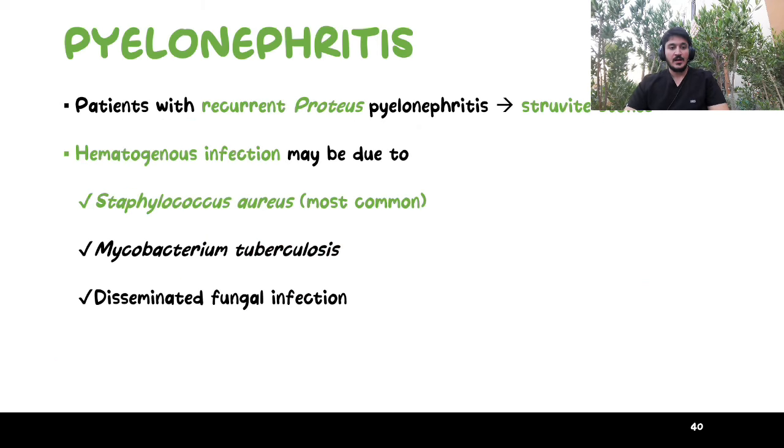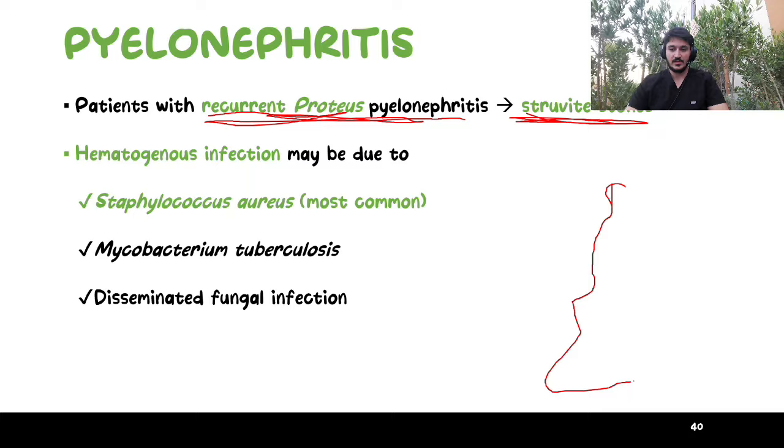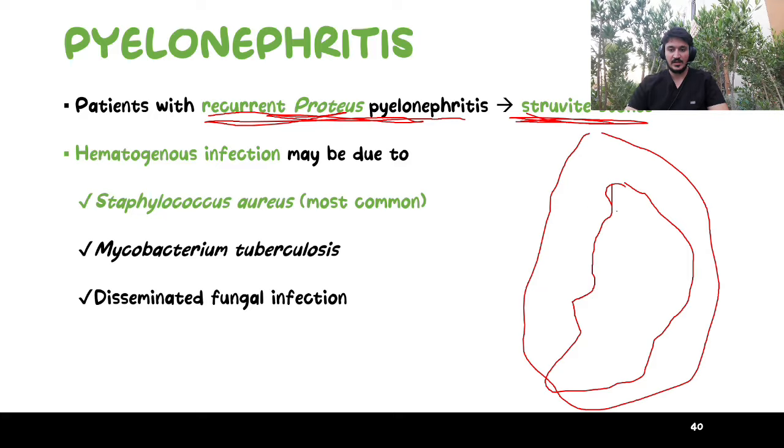Okay, so patients with recurrent Proteus infection, and we said Proteus is going to cause what? Stratified stone. Stratified stone is going to have a staghorn-like calculus that looks something like this. Basically this would be the kidney, so it will obstruct the kidney, leading to hydroureter, which is really bad. So remember struvite stones. Staghorn calculus is caused by Proteus mirabilis.